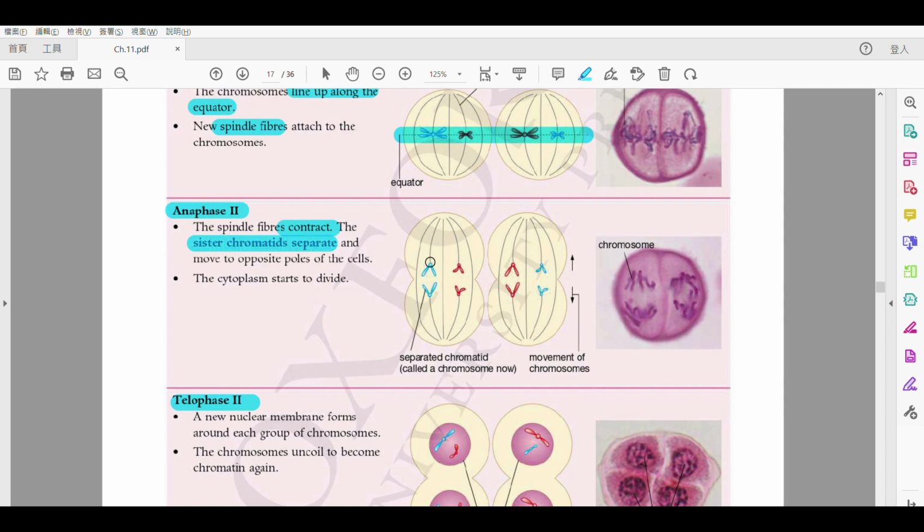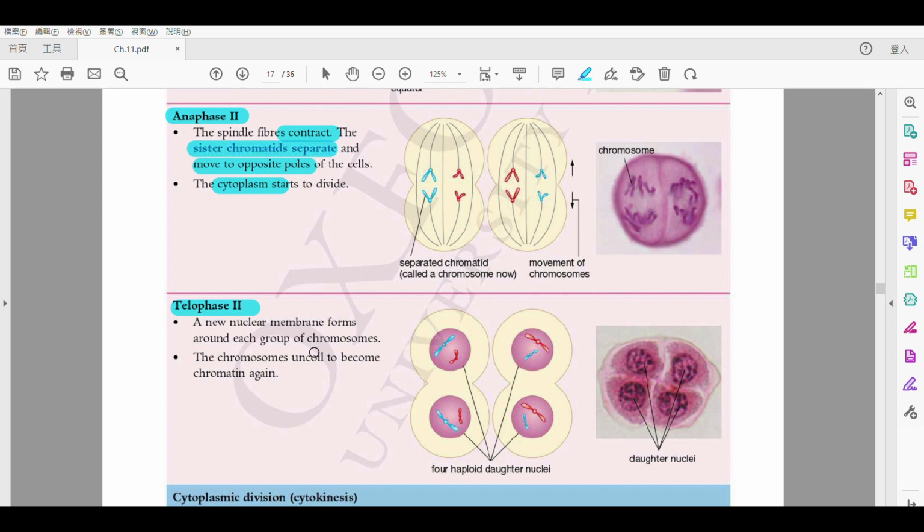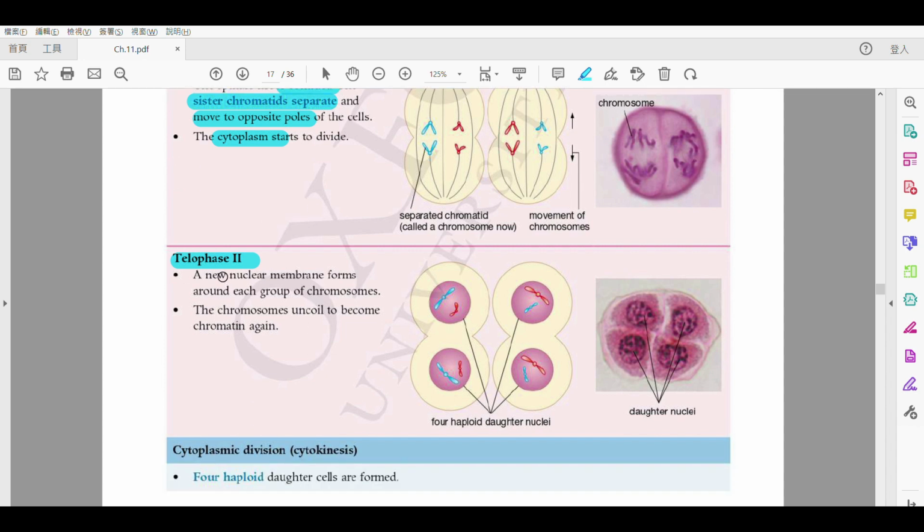same as mitotic cell division. So the sister chromatids separate this time and they move to the opposite poles. Alright? And then cytoplasm starts to divide. 好 last but not least 去到 telophase 嗰陣時，你會見到 new nuclear membrane forms，然後 this time they really uncoil and form chromatin. 得唔得? Alright? So this is the whole meiosis process.